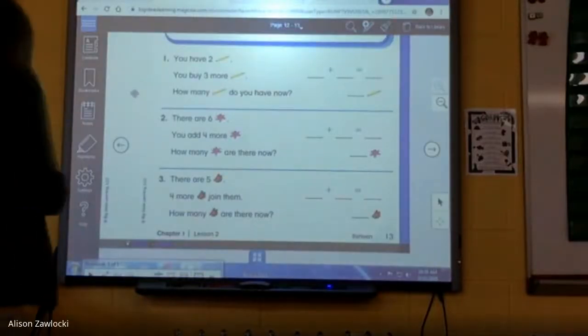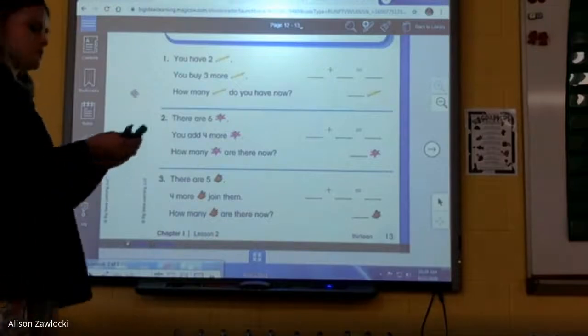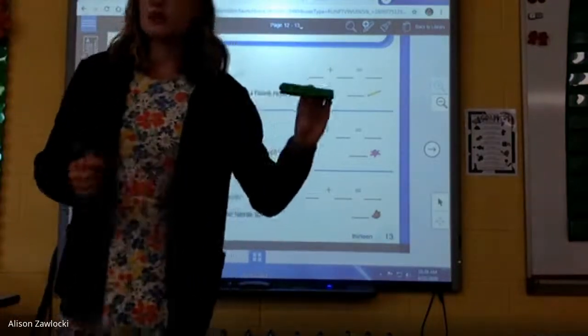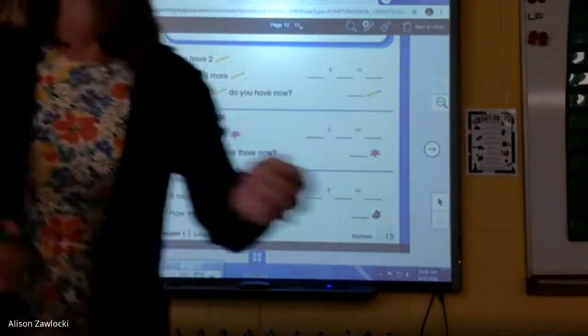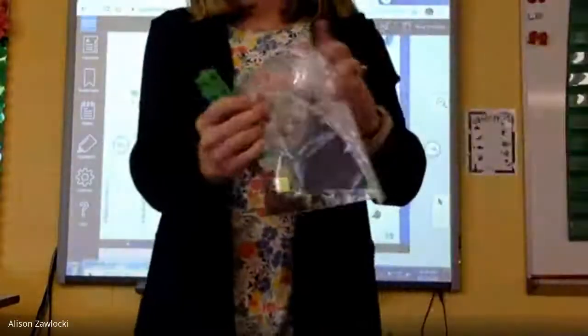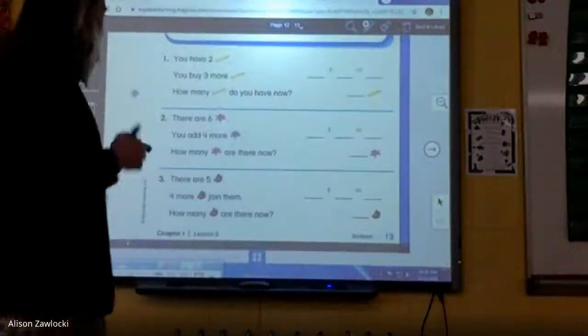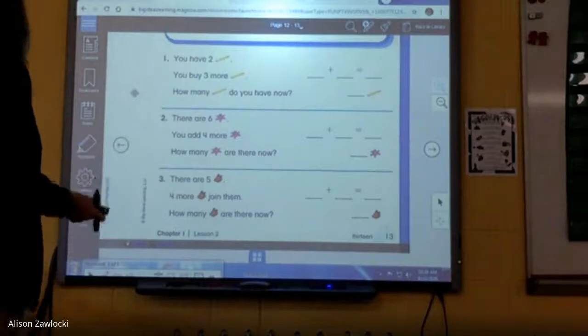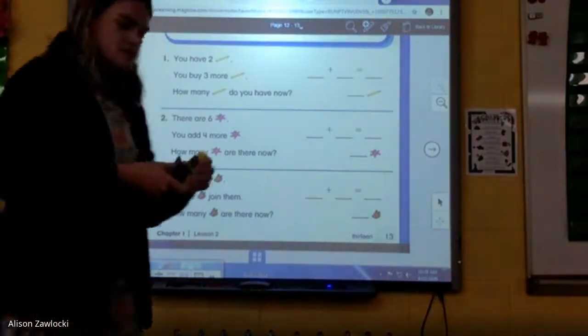Okay, so right here, we have 6 flowers. 1, 2, 3, 4, 5, 6, and you can use your counters with me. You have some beans that you have. They look just like this. And you can use these counters with me, or you can use objects around the house. So there are 6 flowers. You add 4 more. So let's double check.